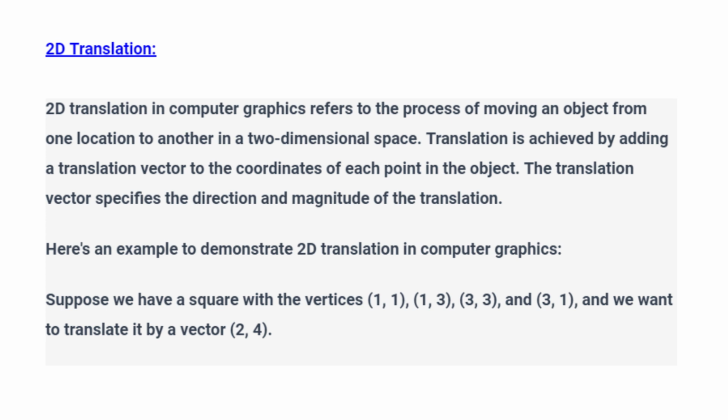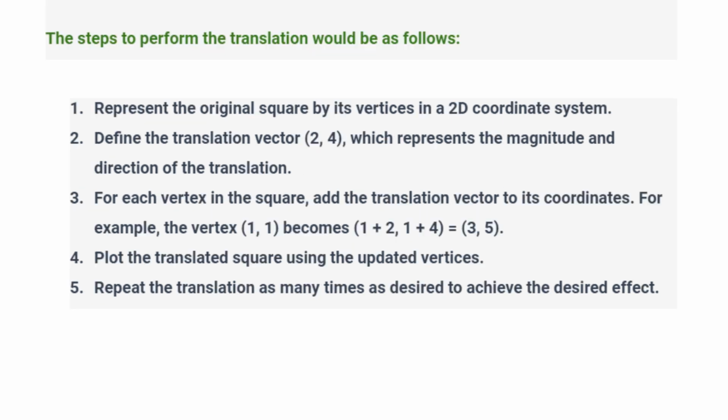Here is an example to demonstrate 2D translation in computer graphics. Suppose we have a square with the vertices (1, 1), (1, 3), (3, 3) and (3, 1), and we want to translate it by a vector (2, 4). The steps to perform the translation would be as follows.